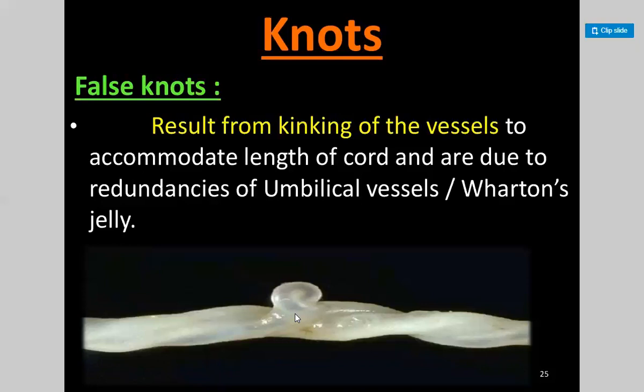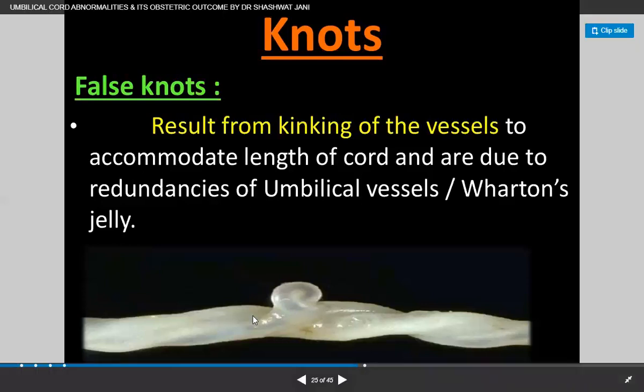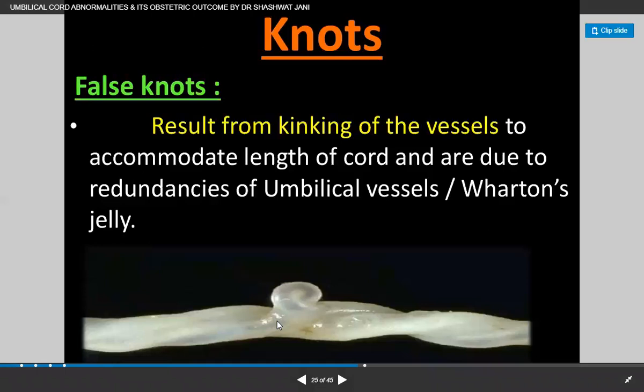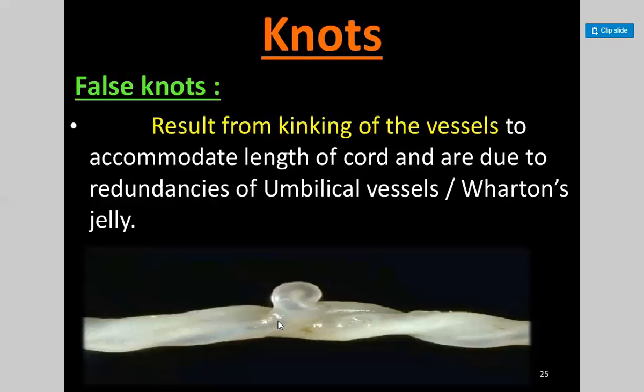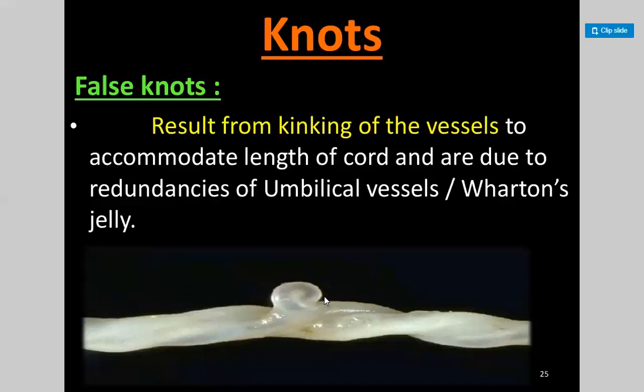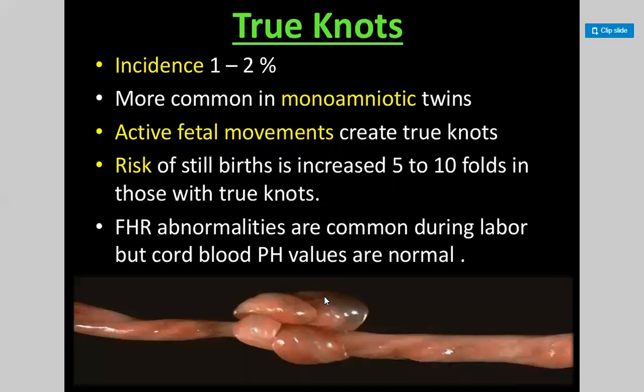As we know, the umbilical cord consists of vessels, that is two umbilical arteries and a single umbilical vein, which are twisted. But sometimes it becomes kinked and gives the appearance of a knot, but this is not an actual knot. That is called a false knot. That is also an abnormality. Then there is the true knot, where the actual knot has taken place.